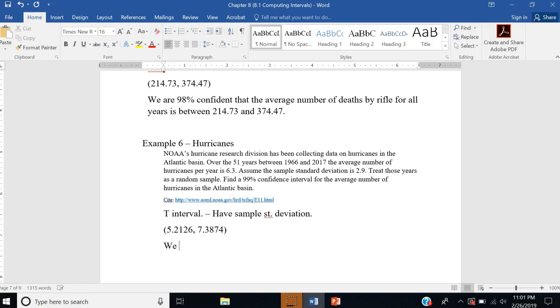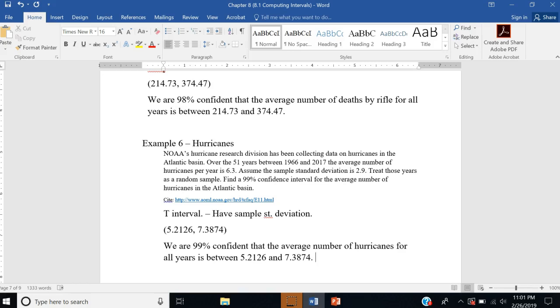Okay, so my interpretation statement is we are 99% confident that the average number of hurricanes for all years is between those numbers. All right, so that's it.